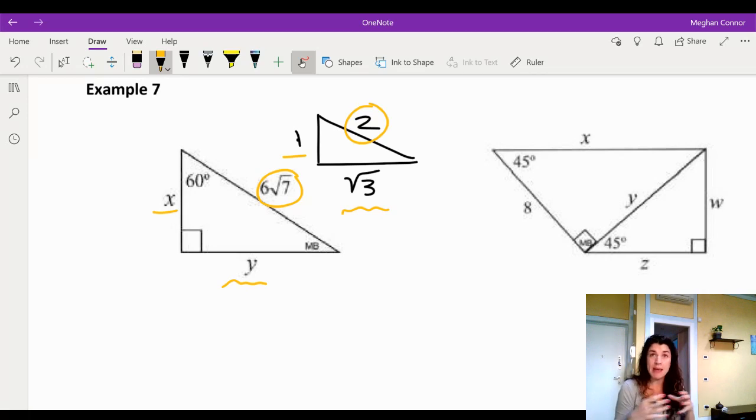They may not be equal, these side lengths, right? 2 and 6 square root of 7 are not equal, but we know that the relationships of the side lengths are going to be proportional because these guys are similar, because all of their angles are equal.